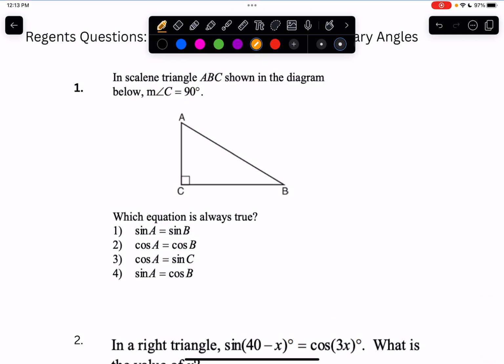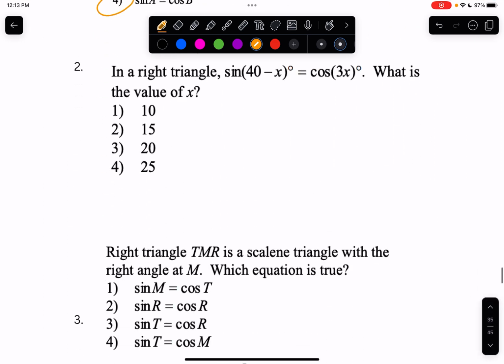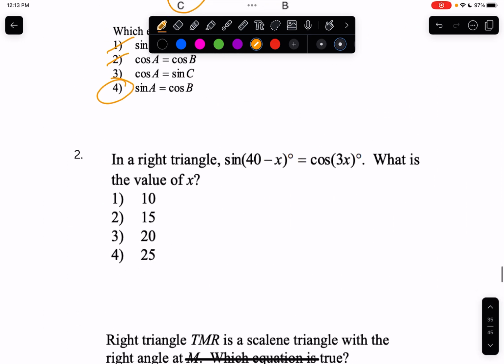And scaling triangle ABC, which equation is always true? So again, you're looking at the different functions, and then it's the two different angles, right? So it's not going to be anything that has the same. And now the only thing you have to make sure is you're not using the right angle. So you're left with 4. So we have different functions, different angles. What is the value of x?